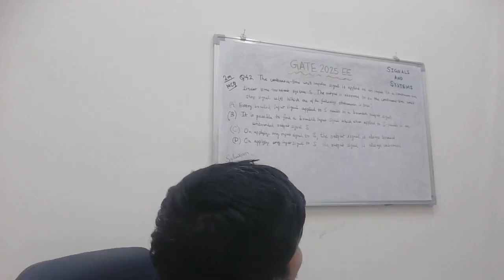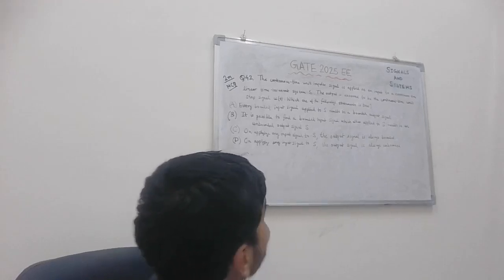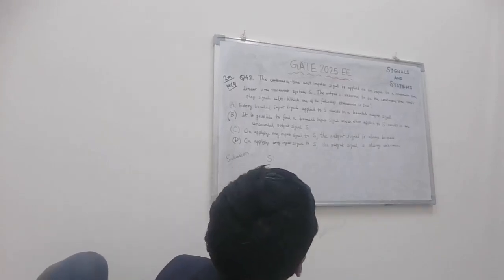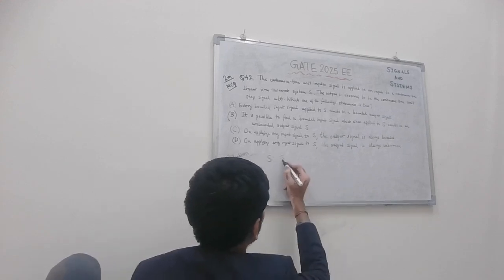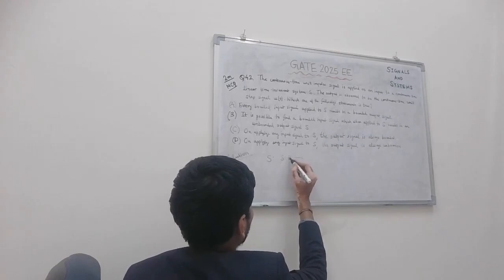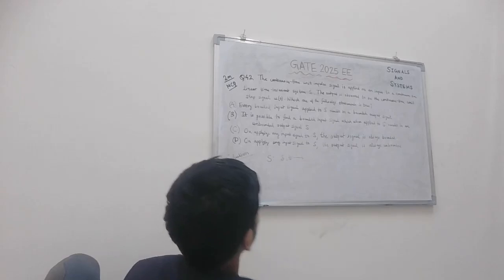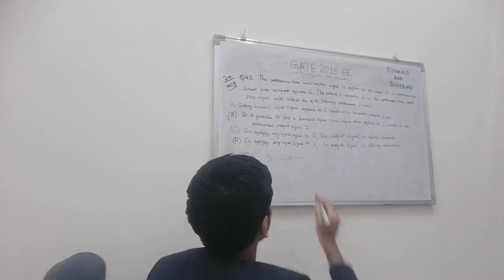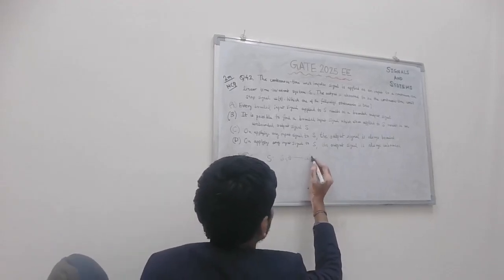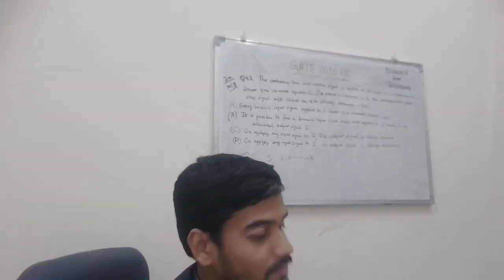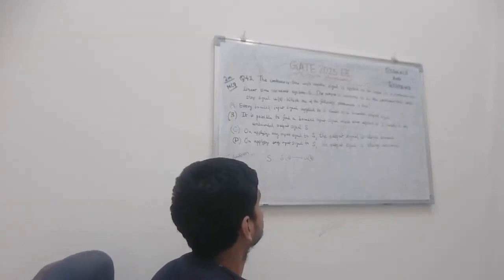It is given that the continuous time unit impulse signal is given to the continuous time linear time invariant system S. That is, for S, if the unit impulse signal, delta t, is applied as the input, what do we get as the output? U of t, the unit step signal. So basically delta t produces u of t.